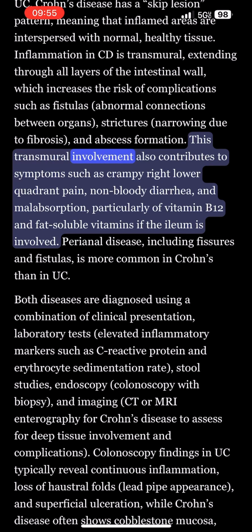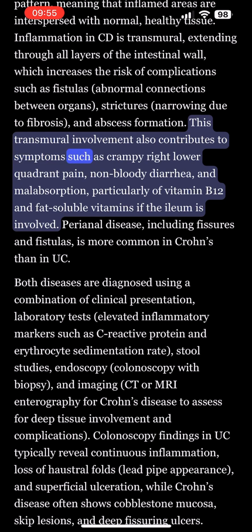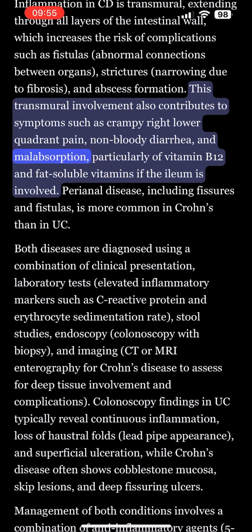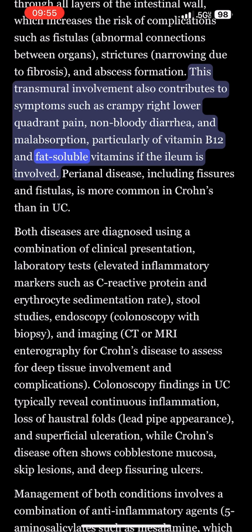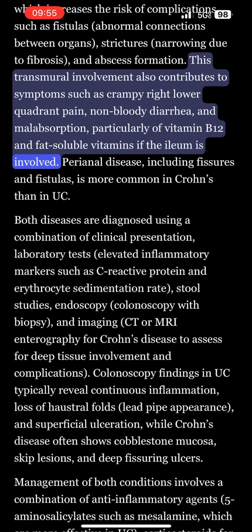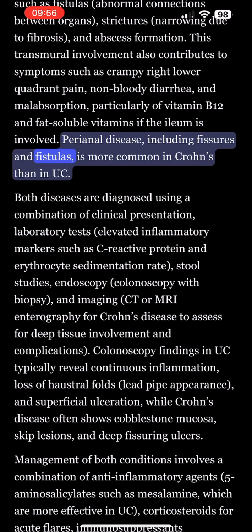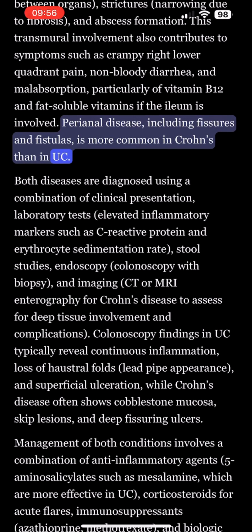This transmural involvement also contributes to symptoms such as crampy right lower quadrant pain, non-bloody diarrhea, and malabsorption, particularly of vitamin B12 and fat-soluble vitamins if the ileum is involved. Perianal disease, including fissures and fistulas, is more common in Crohn's than in UC.